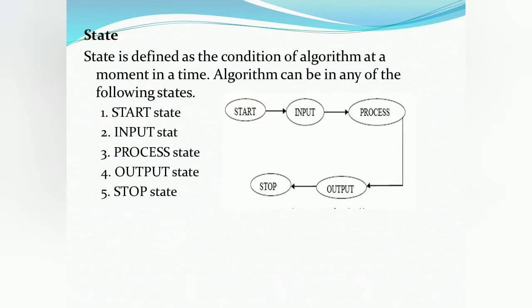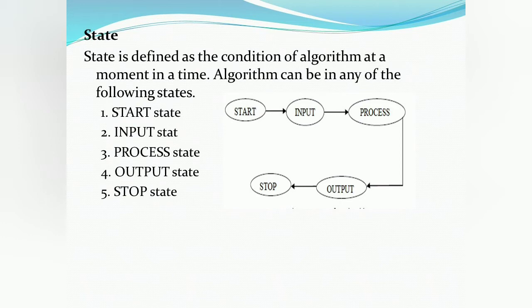Next statement is state. State is defined as the condition of algorithm at a moment in a time. That is transition from one process to another process under specific condition within a time. That is called state. The algorithm can be any of the following states.